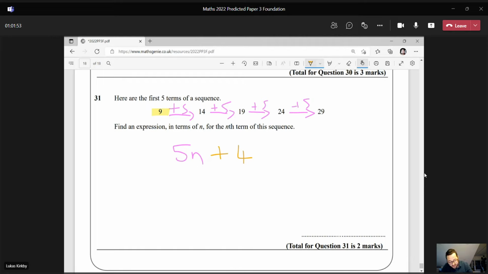Yeah, so we could double check it for term 2. 5 times 2 is 10. 10 plus 4 is 14. Great. Term 3, 5 times 3 is 15, plus 4 is 19. So that is our answer.